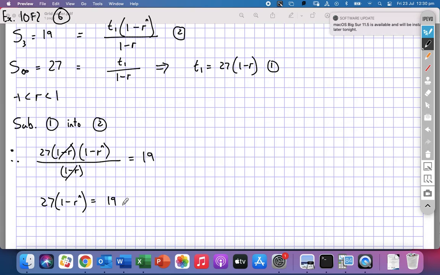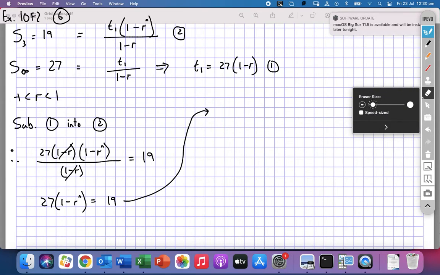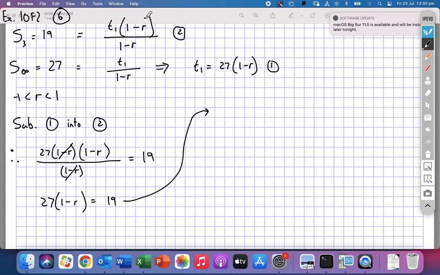Okay, what's next? Oh, I know what n equals. I should have put that in earlier, sorry. n equals 3 here. I should be writing that in. I know n equals 3 because we've summed 3 terms. We're going to need to know that to solve it. All right, 1 minus R cubed. I'm dividing both sides by 27 at this point.